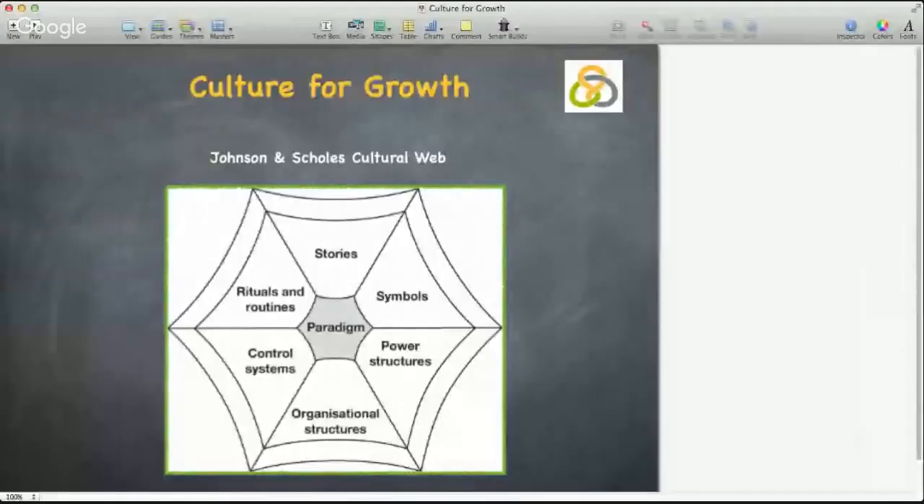There we go. The paradigm, as mentioned, sits at the centre of this. It sets the assumptions about the organisation which are held in common and taken for granted in the business.